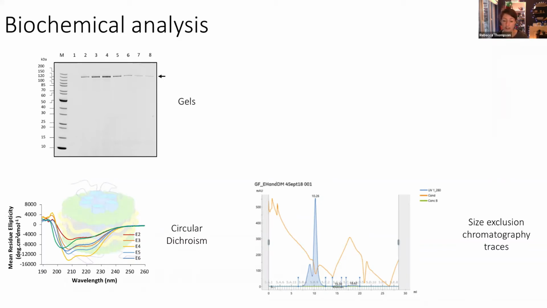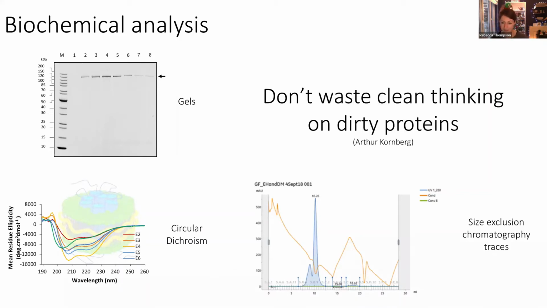But of course, and there have been webinars earlier on in the series around this, there are a whole host of different biophysical techniques, biochemical techniques, which you may be able to use to characterize your complex before moving to electron microscopy. And typically, the more well characterized your sample is before entering the structure determination pipeline, the better your chances of success will be as you move later. I always like this quote: don't waste clean thinking on dirty proteins.